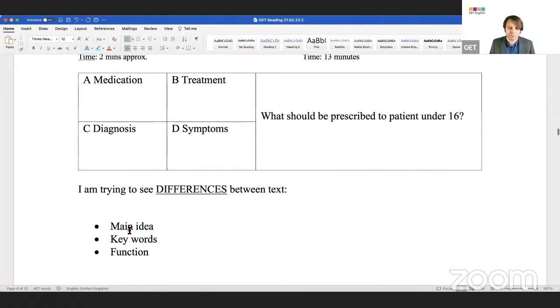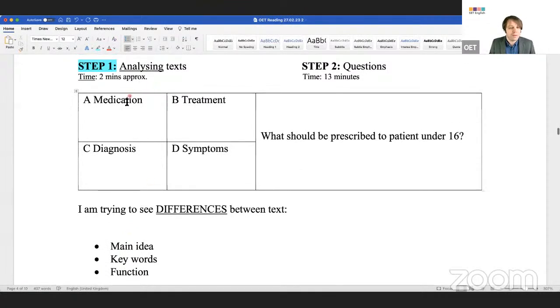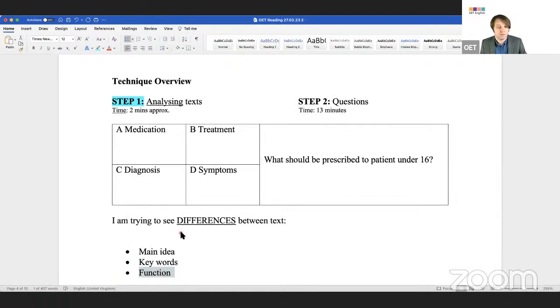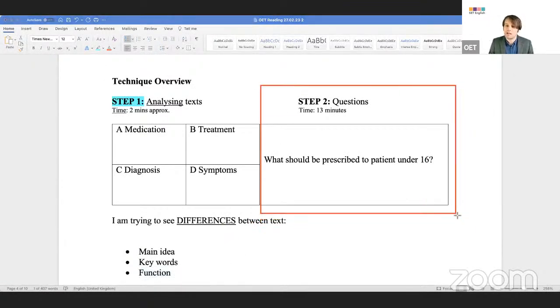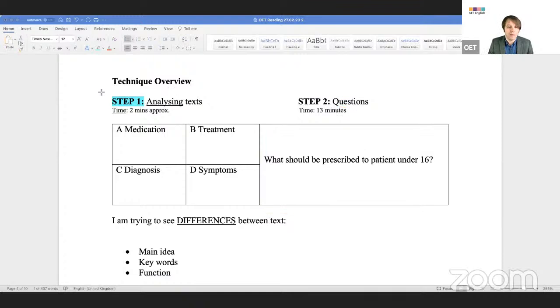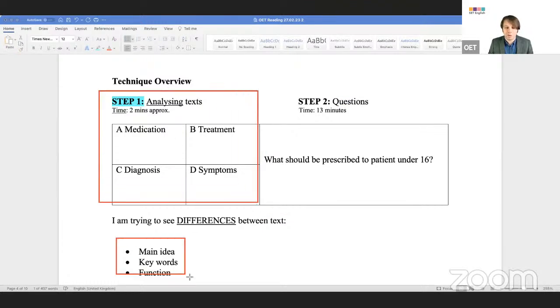Main idea is most important, so we'll talk about this, but we're also going to talk about keywords and function. Tomorrow, we're going to look at step 2, and I'll do a mock test with you guys and show you how to answer questions. But today it's really only about this. Does anyone have any questions before we go into more detail?